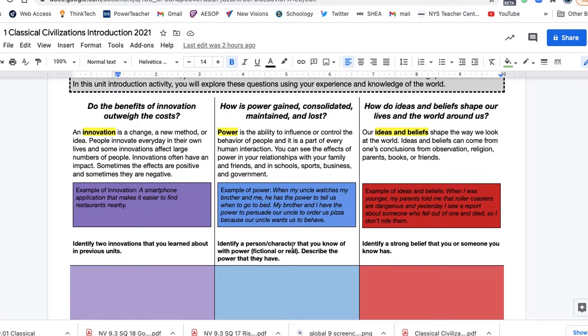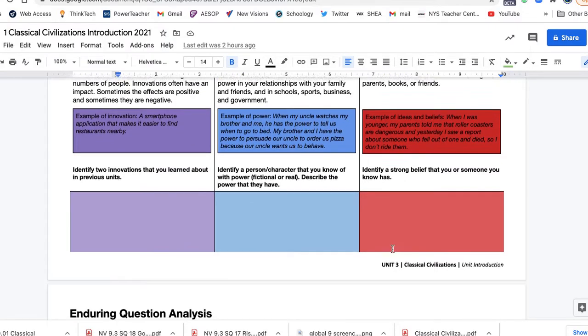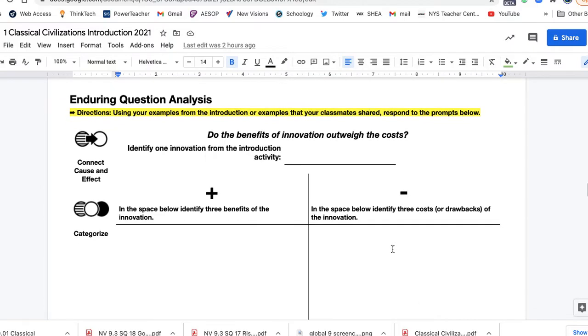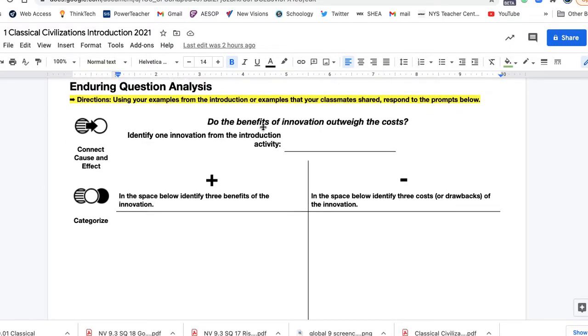Identify a person or character that you know with power and describe the power that they have. Lastly, we'll take a look at a cultural idea. So if that's theme number 2, I highlighted it in red. And now we're trying to look at some examples of ideas and beliefs. Then identify a strong belief that you or someone you know has. So fill that in. And now let's take a look at a couple of different things about innovation and whether or not it really outweighs the cost.